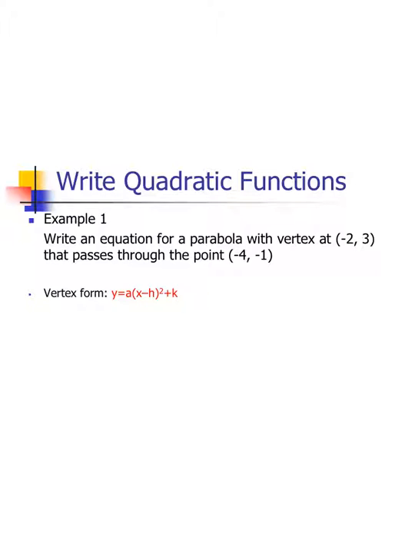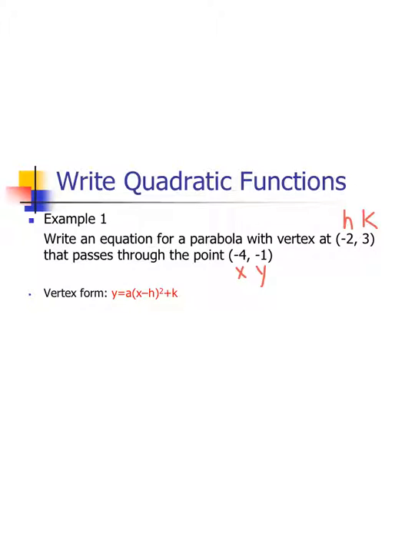Okay, so let's look at this first example. We're going to write the equation for a parabola that has a vertex of (-2, 3), and it passes through the point (-4, -1). If you remember, your vertex is your (h, k), and if it goes through a specific point, then that point could go in for x and y. So it makes the most sense to start with vertex form because we do know what the vertex is. We're going to take these values for x, y, h, and k, and substitute them into this equation so that we can find a.